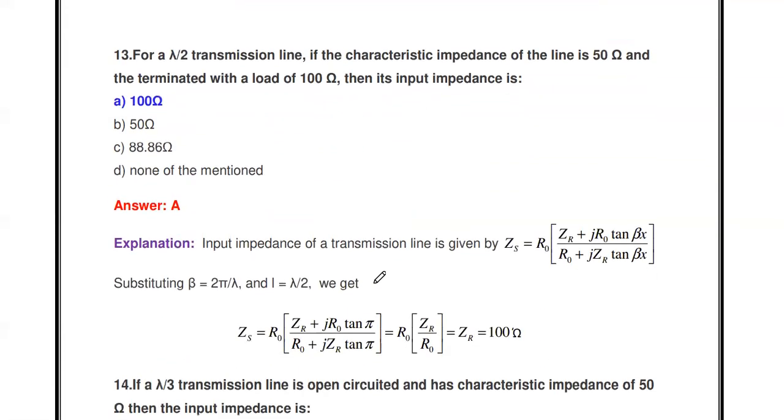Then the next question: for a lambda by 2 transmission line, the characteristic impedance is 50 ohms and it is terminated with a load of 100 ohms, then its input impedance is dash. So what data are given? Two data are given. One is the characteristic impedance Z0. Another one is the load value ZR. So we have to find out the input impedance.